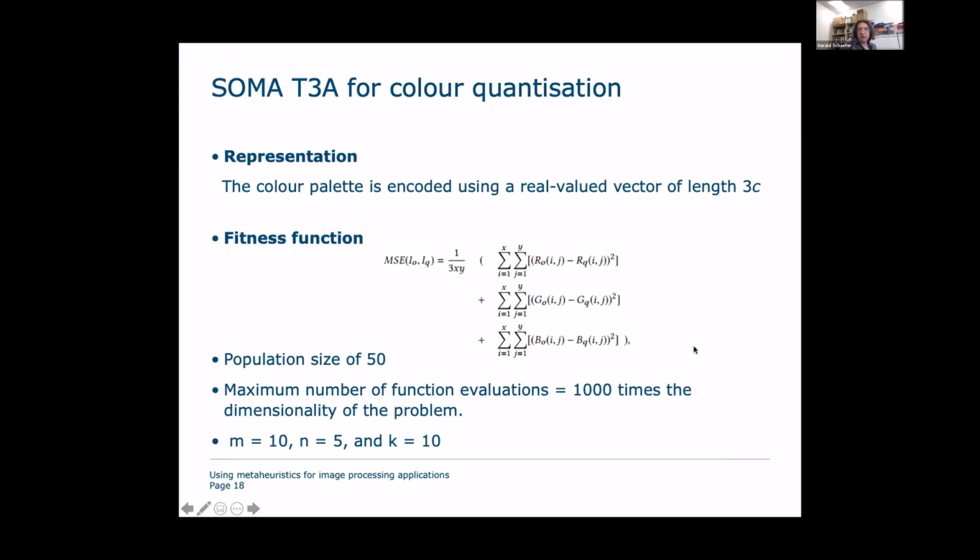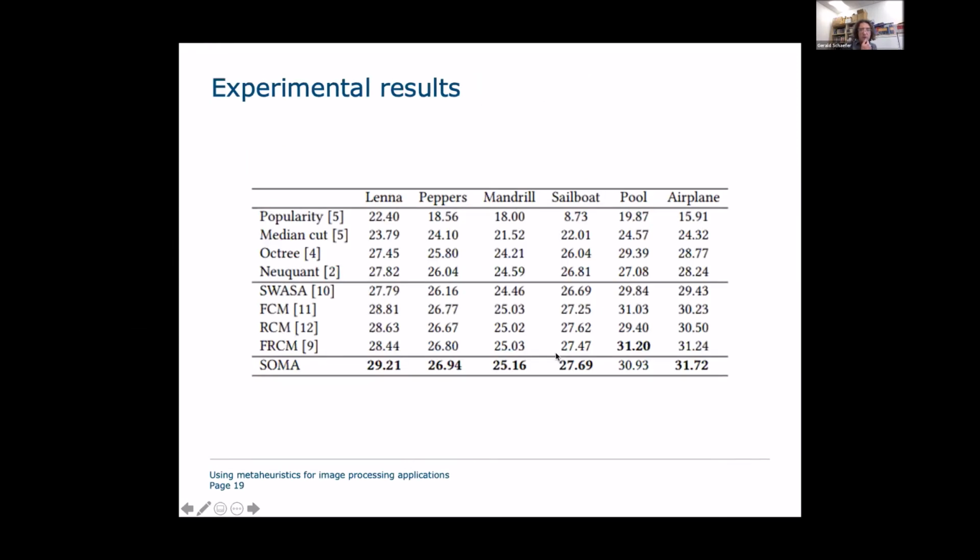So again, we need to select the fitness function. This is written in a different way to the previous one, but it's doing something very similar. Here we're selecting just the mean squared error between the original image and the quantized image. And of course, we need to select a couple of parameters for the algorithm. Now I can show you how that works.